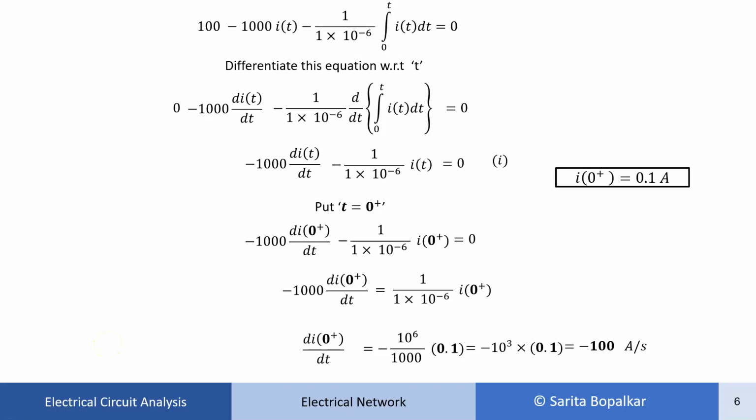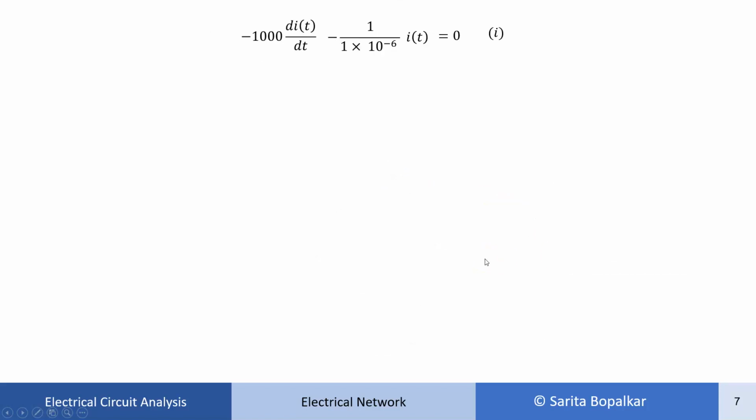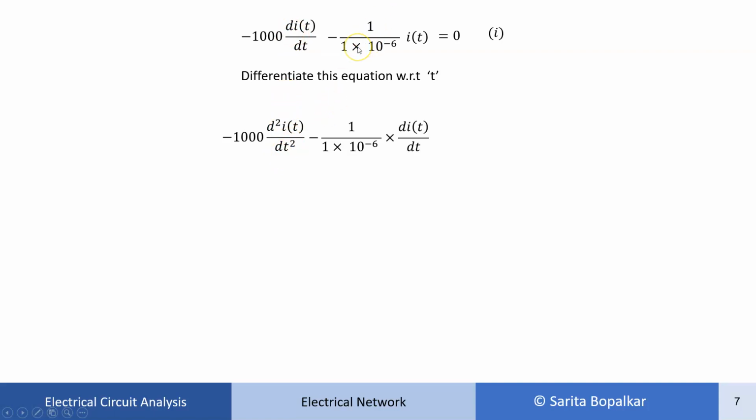We are interested in d square I by dt square also. So what do you have to do? Again, we can differentiate this first equation. So this is our second answer. This first equation, we'll write it again here and differentiate with respect to t to get d square I by dt square. Minus 1000 times d square I by dt square, minus 1 upon 1 into 10 raised to minus 6 into differentiation of I of t, which is di by dt, is equal to 0.